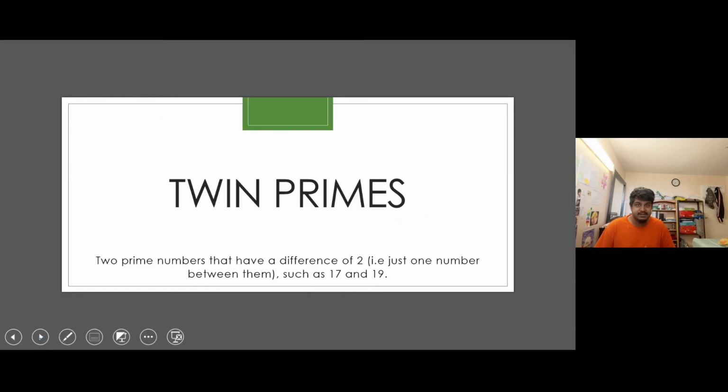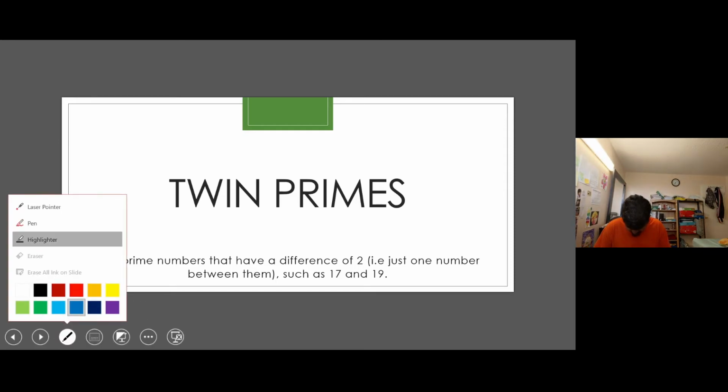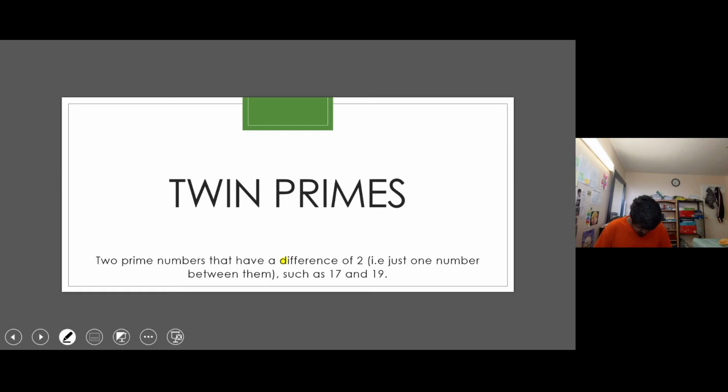Twin primes, a very easy concept. It's just two primes with a difference of 2. Let us emphasize that right there. Let us just use the highlighter here. So 17 and 19 is a good example.